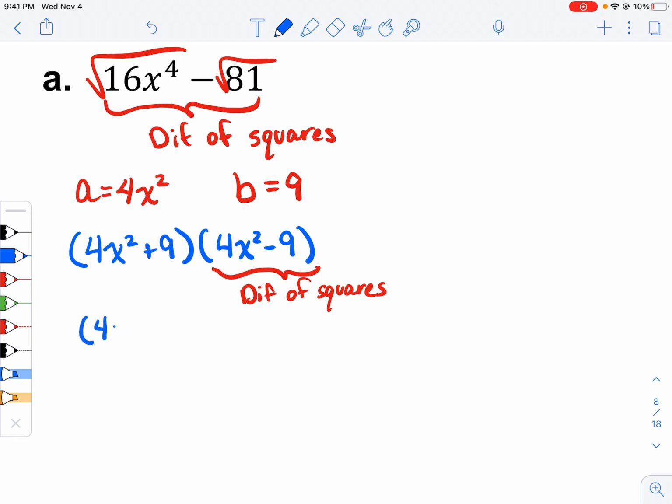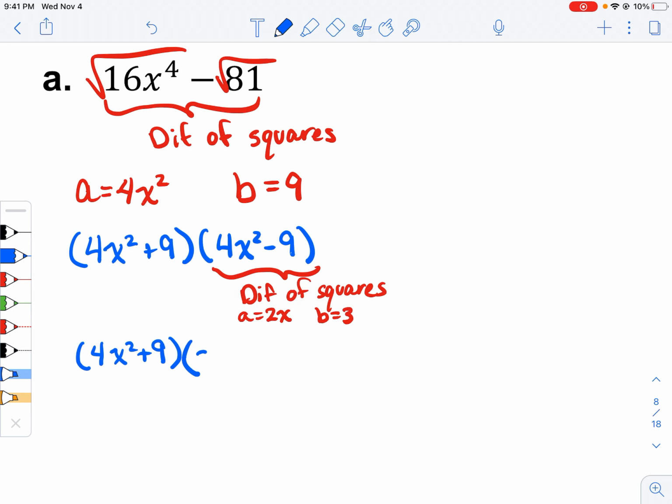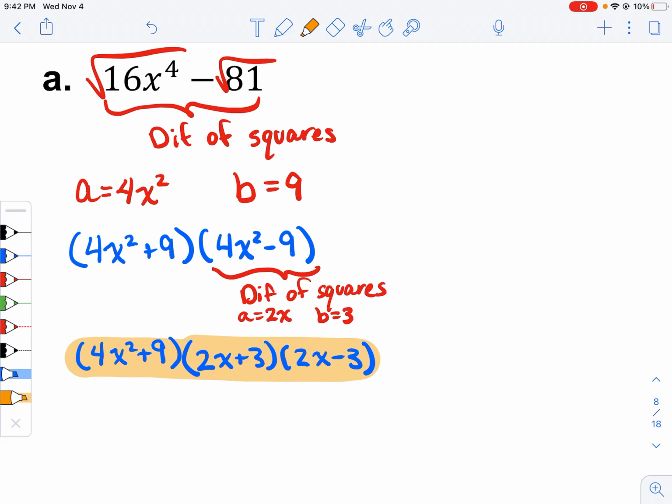So the 4x squared plus 9 we can't do anything with, but this one, now my a would be 2x, and my b would be 3. So this second part will factor as 2x plus 3 and 2x minus 3. Now there's no squares in those two last parentheses, and even though there's a square in the first, we can't factor it anymore, so this is actually our final answer here.